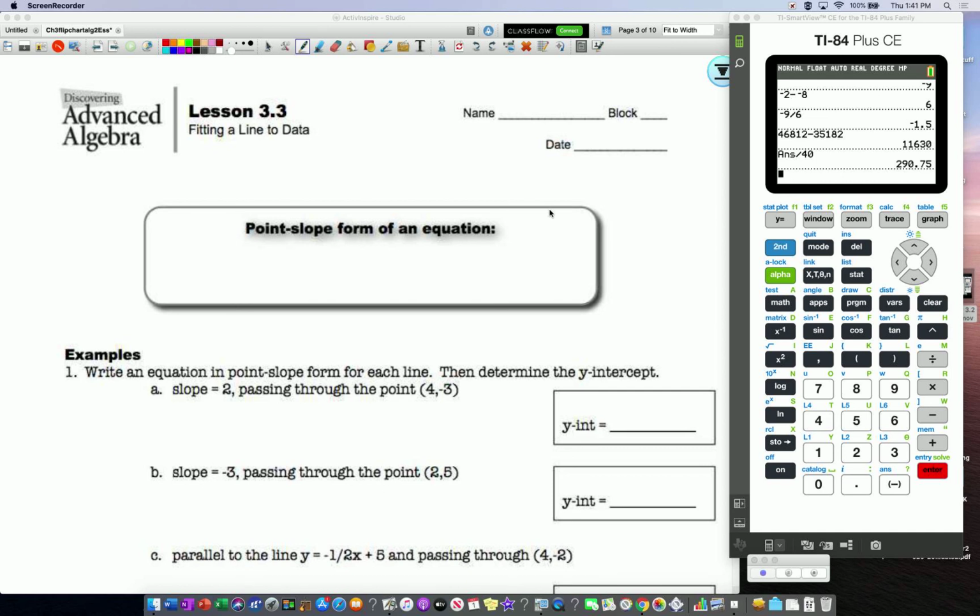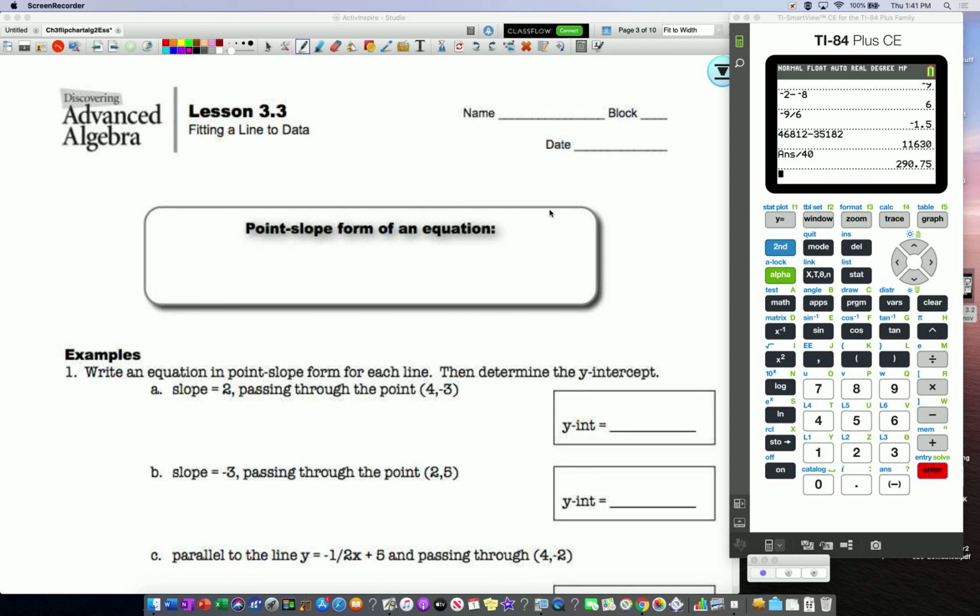Lesson 3.3. Today, we're going to talk about fitting a line to data. So, the first thing that we want you to be able to do is to write a linear equation to a line if you're given some data.